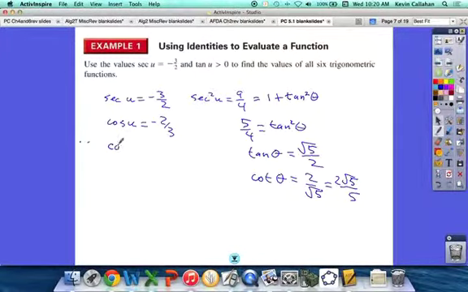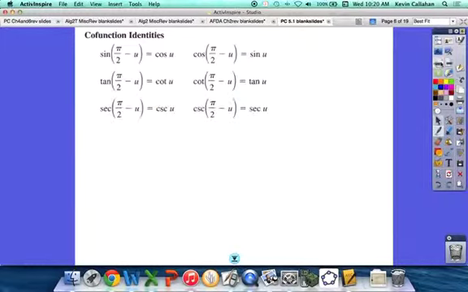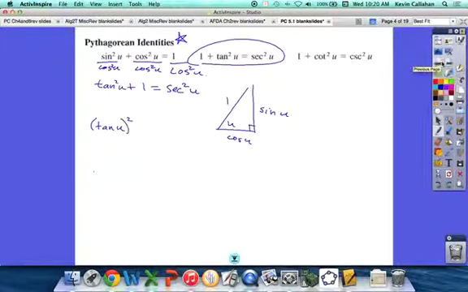Cosine squared is 4/9. And then what's the substitution for cosine squared? Right, here it is. Sine squared plus cosine squared equals 1. So cosine squared equals 1 minus sine squared. You're going to just take this and rearrange it. Cosine squared is 1 minus sine squared. Sine squared is 1 minus cosine squared. Whatever the substitution is, that's what you do.